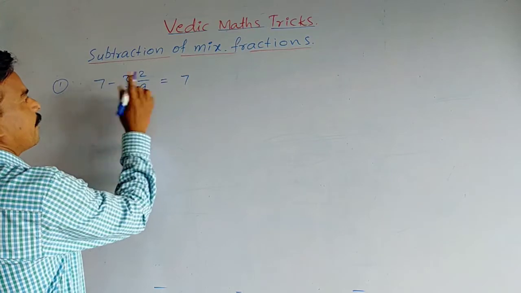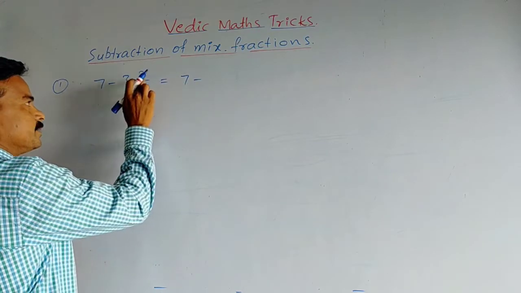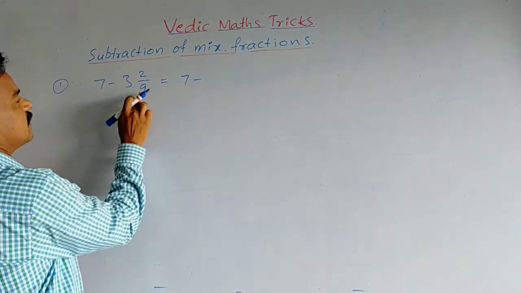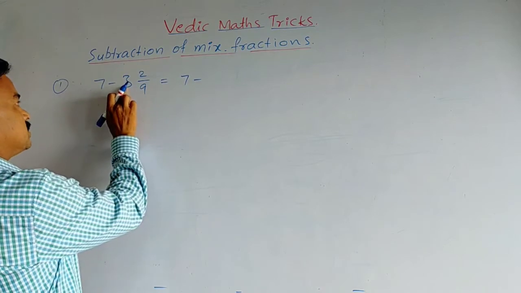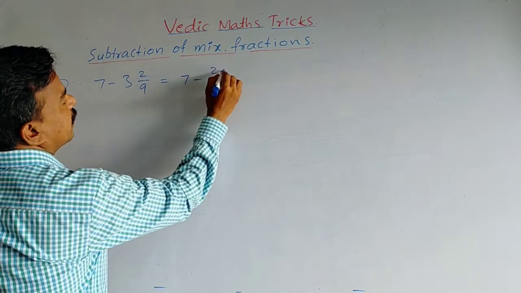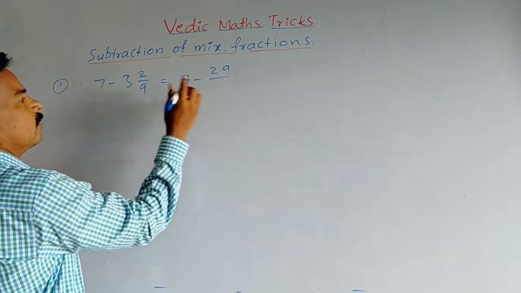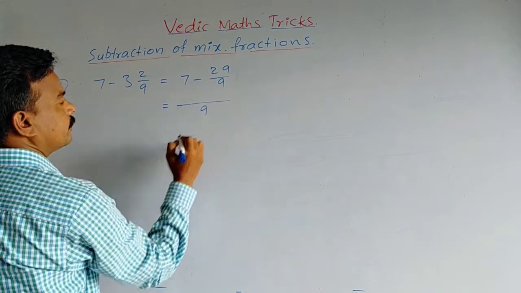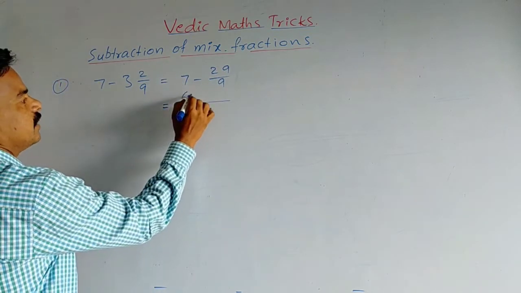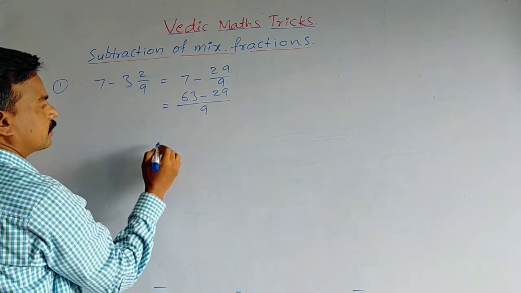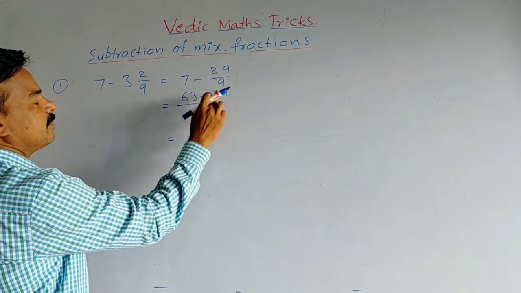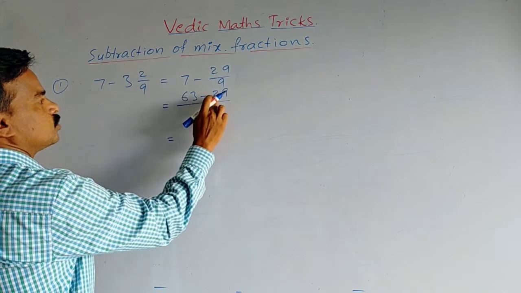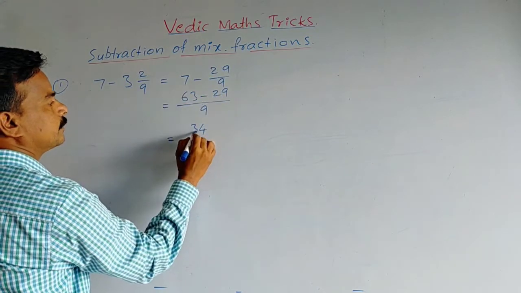7 as it is, minus the mixed fraction. The mixed fraction we have to change into an improper fraction. To change that, 9 times 3 is 27, plus 2, 29. Write it in the numerator's place and the denominator as it is. In the next step, 9 is the LCM. 9 times 7 is 63, minus 29. That means 13 minus 9, 4, and 5 minus 2, 3, so 34 by 9.